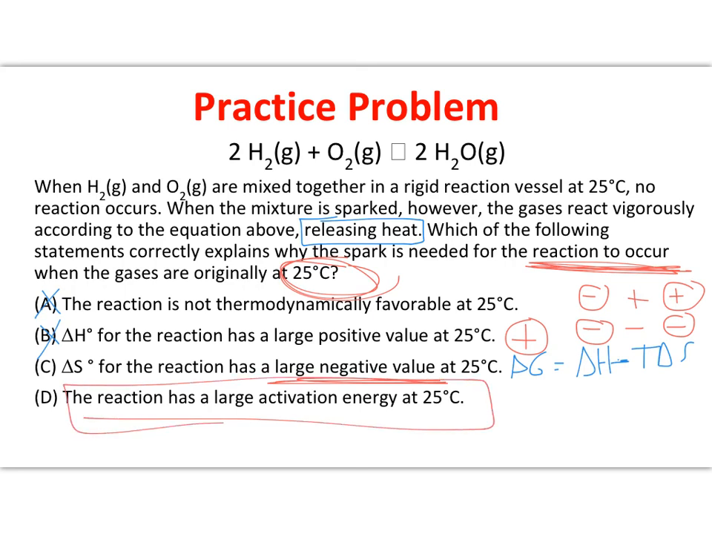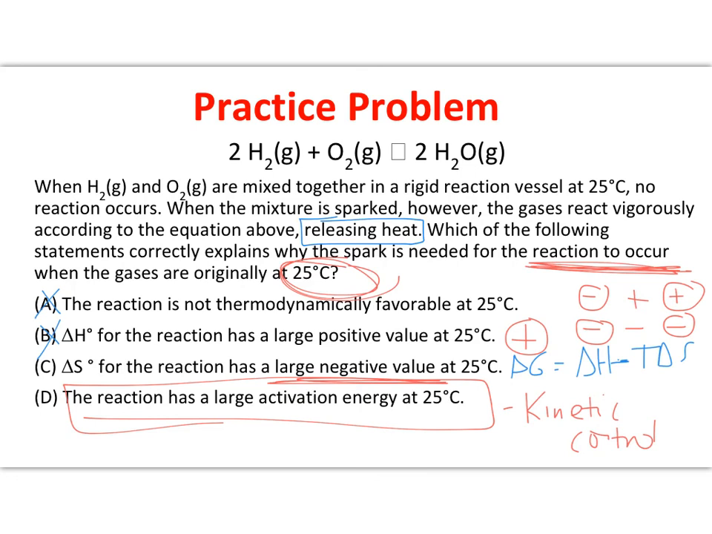Again, the reaction has a large activation energy. So here's another example where the activation energy of the reaction is going to be the reason why it only occurs with a spark. So this is, again, another one that's said to be under kinetic control.